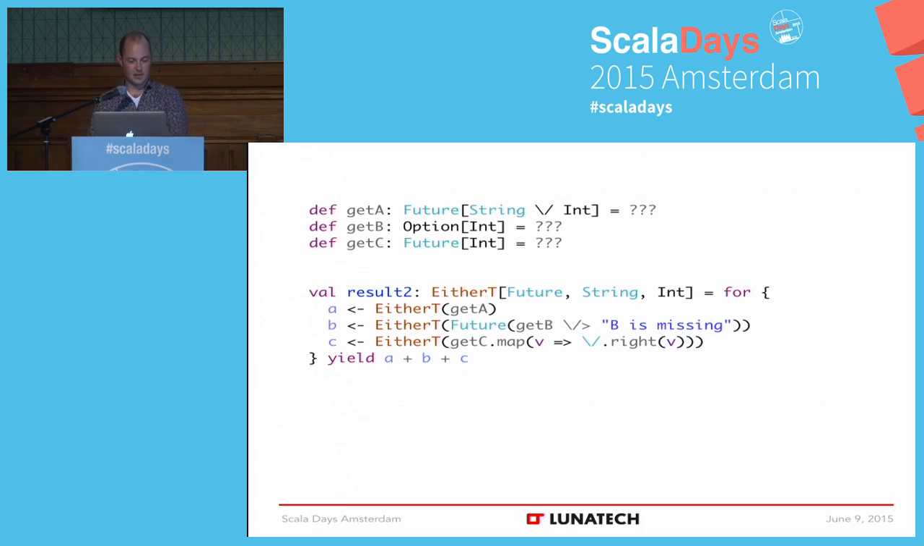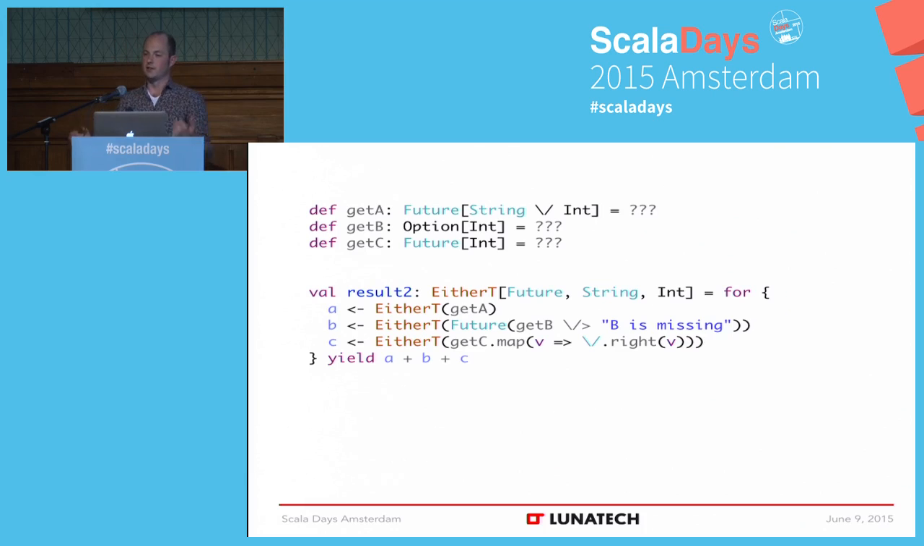And in C, we then need to wrap it in a future because the shape that we use is future either. And for C, it's easier because C always has a value. There's always an integer in this future, so we can just make a right out of that. But we have to map the future to actually get this in the proper shape.